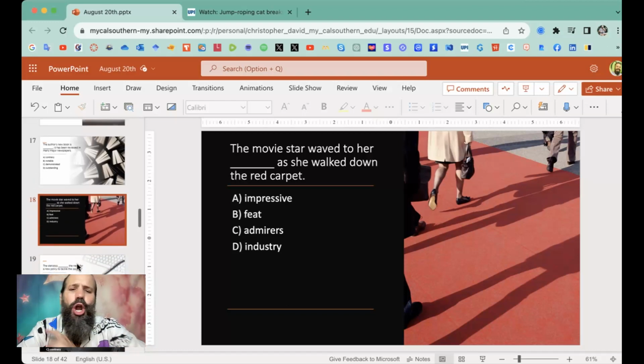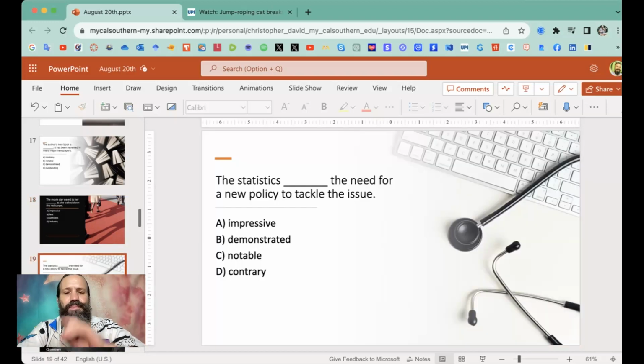So, the movie star waved to her blank as she walked down the red carpet. Who did she wave to? Could the movie star wave to her industry? Technically, I guess grammatically that could be correct, but the best answer definitely is admirers, right? The people who admire her.